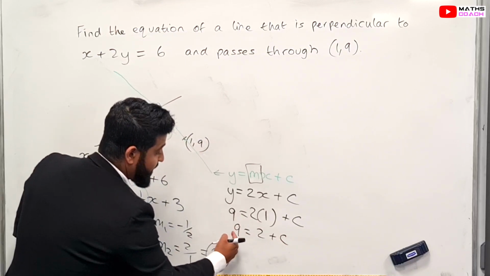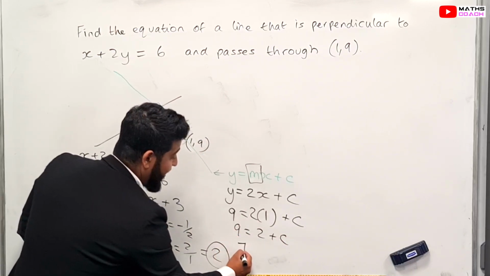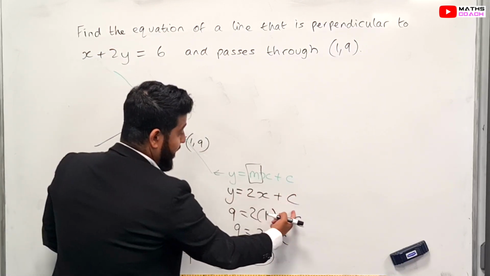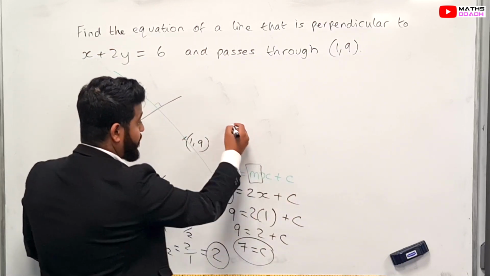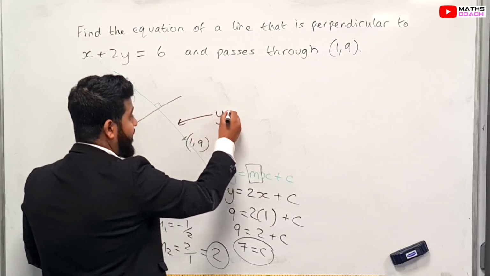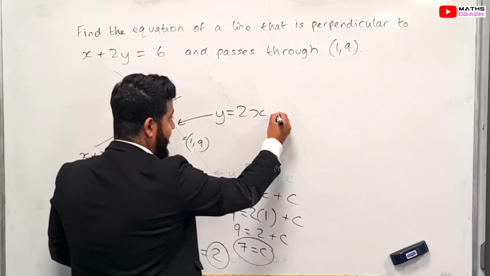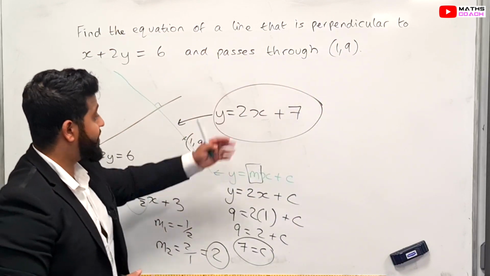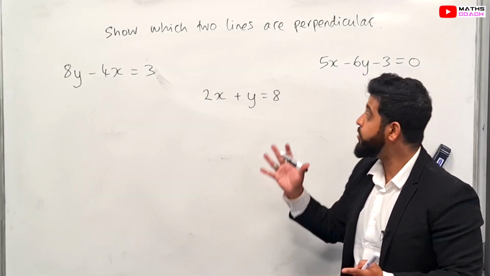Take the 2 to the other side, so 9 minus 2 is 7, and therefore c would be equal to 7. I go back here and replace this with my 7. So the final equation of this line would be y is equal to 2x plus 7, and I have answered the question. This is the equation. Now on to this next question.